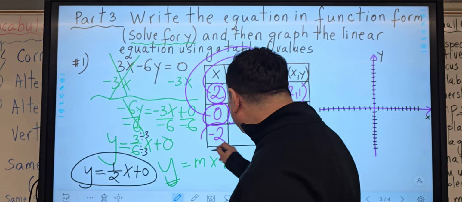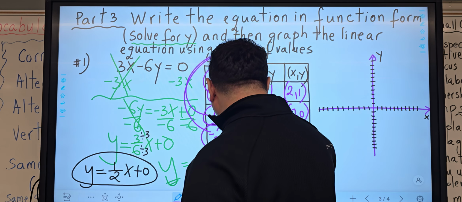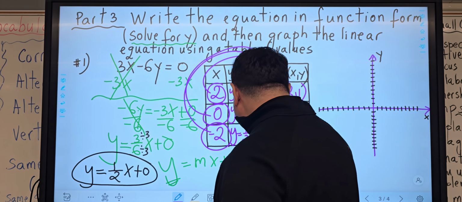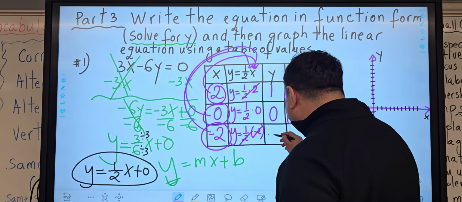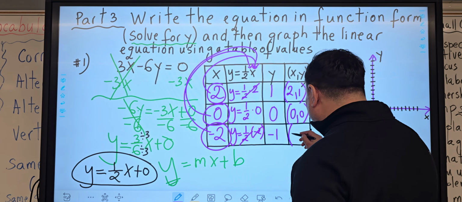And finally, let's plug in negative 2 for x. So we have y equals 1 over 2 times negative 2. These will cancel, but we have a negative. Negative times a positive becomes a negative, so that becomes negative 1. So the ordered pair would be negative 2, negative 1.